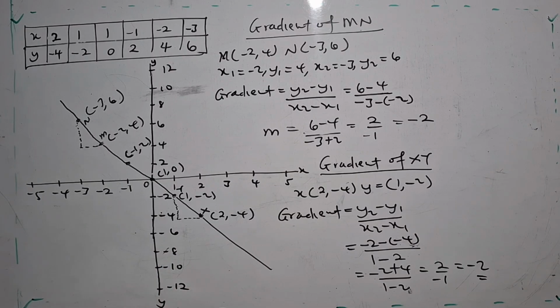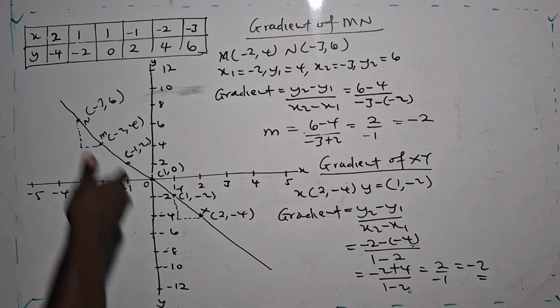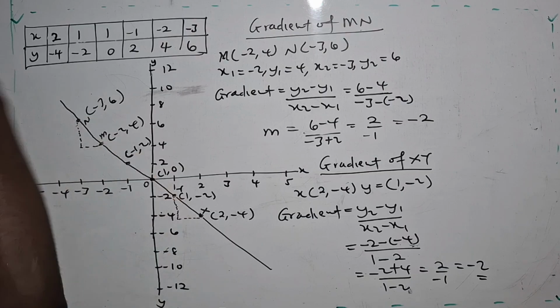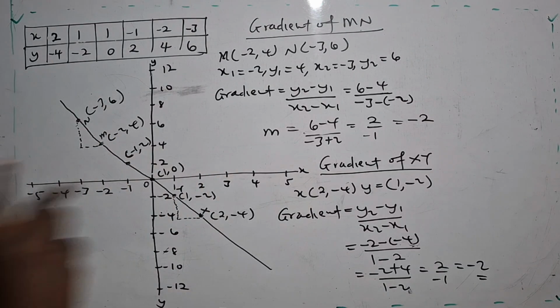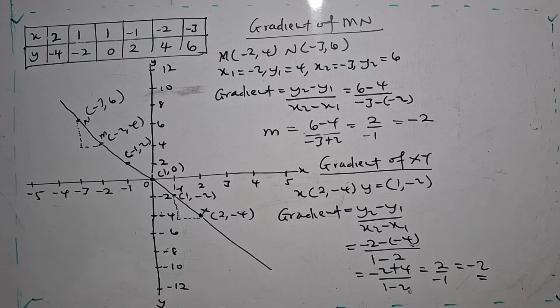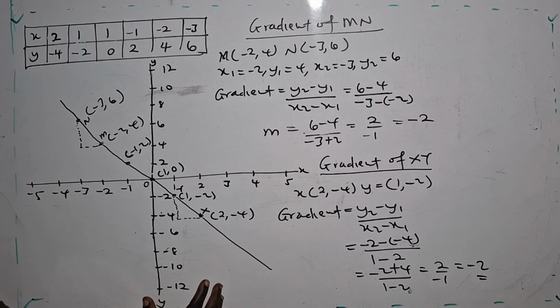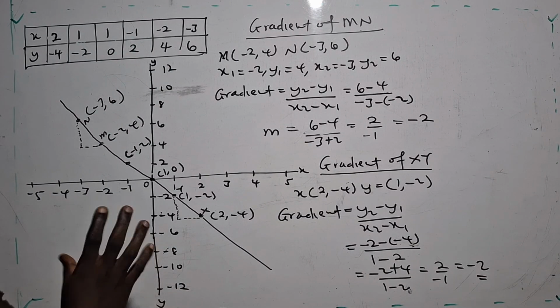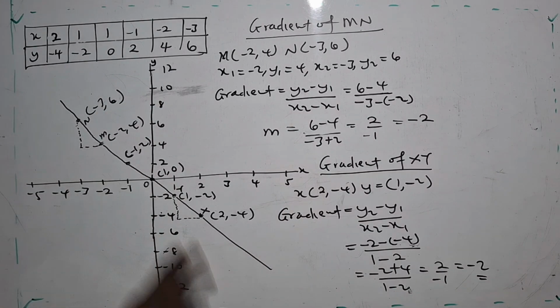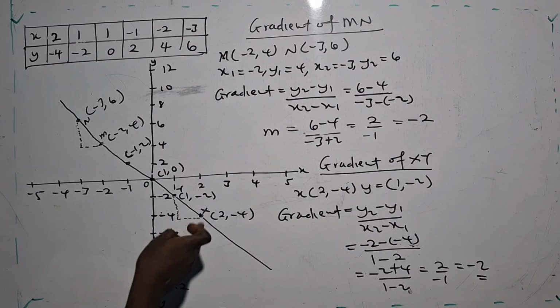So with this, I'm going to pick any two. Don't forget that any two points you pick on the straight line, you should get the same gradient. So pardon me for how small the graph is. You can use the correct graph to do that. The main thing is for you to understand how the gradient is calculated on the linear graph. So I'm going to pick the last two.